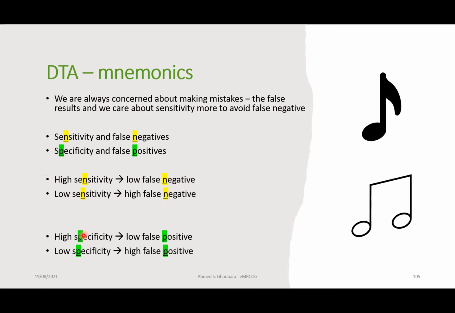And the same for specificity. High specificity, so we're good. We have low false positive results. Low specificity means high false positive. Okay, makes sense, guys? Because when you read something in a paper or a question in the exam, and the question tells you that this test has very low specificity, that means low specificity, high false positive results. So this test actually yields high false positive results.